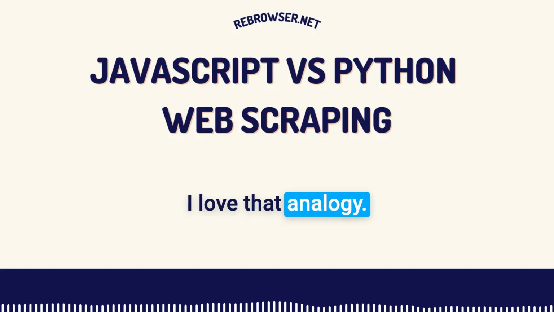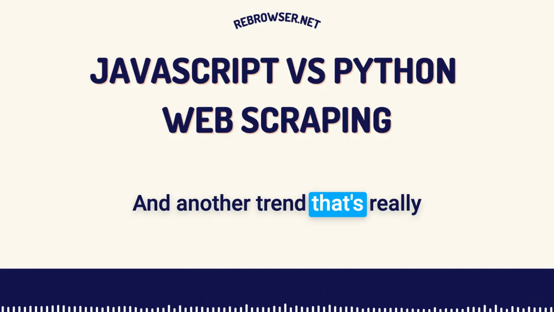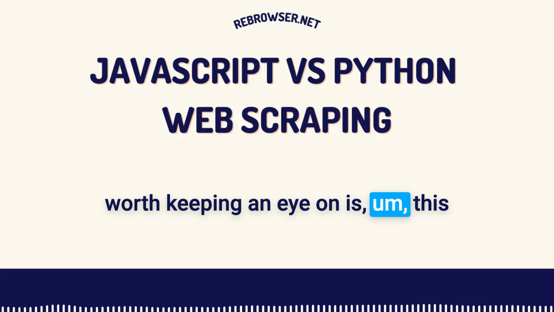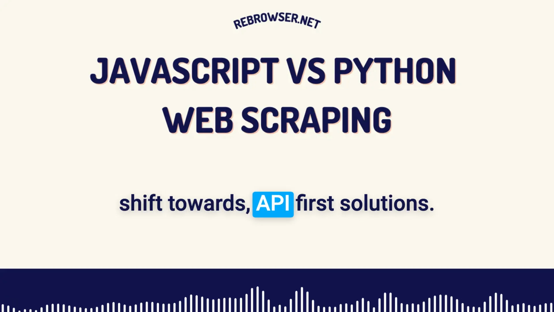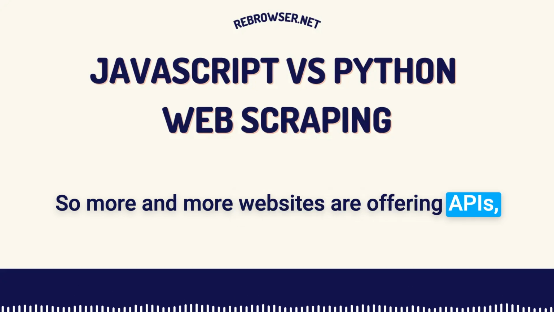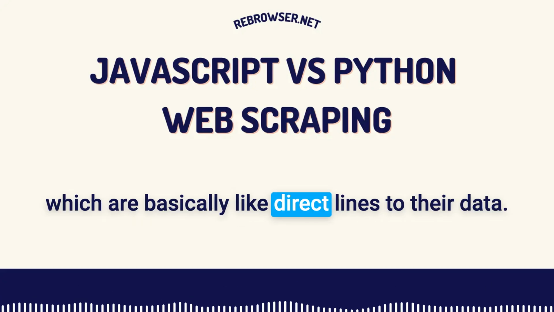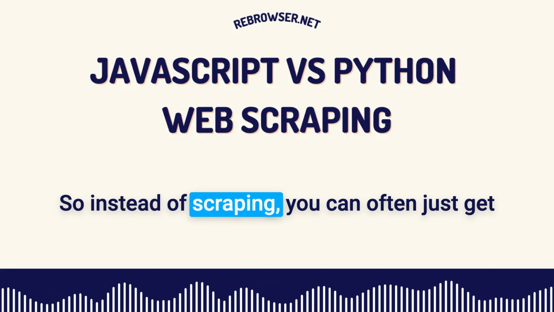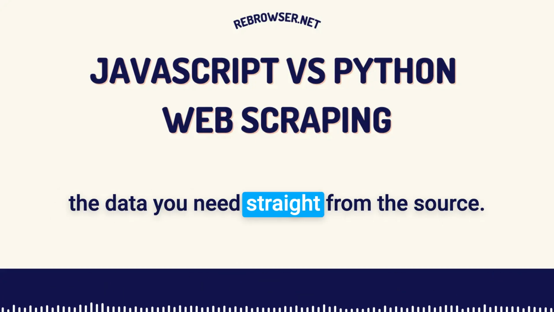I love that analogy. And another trend that's really worth keeping an eye on is this shift towards API-first solutions. So more and more websites are offering APIs, which are basically like direct lines to their data. So instead of scraping, you can often just get the data you need straight from the source.